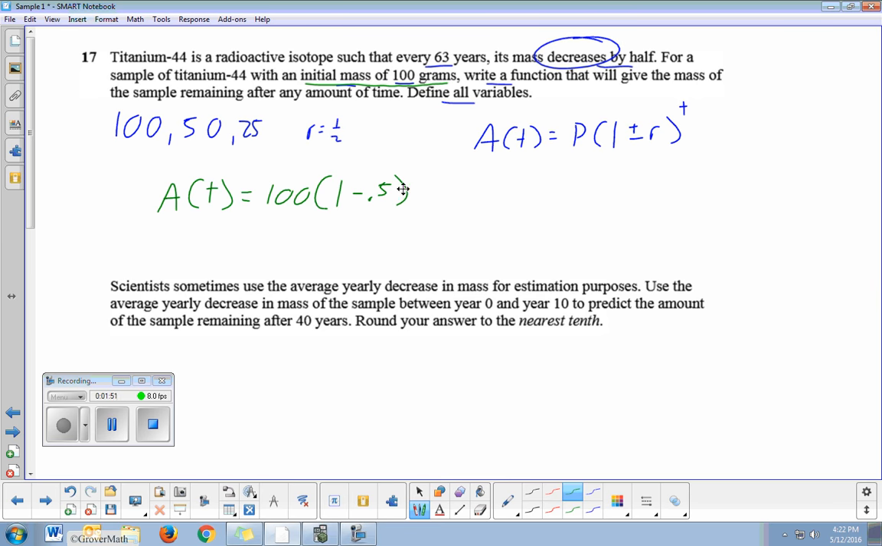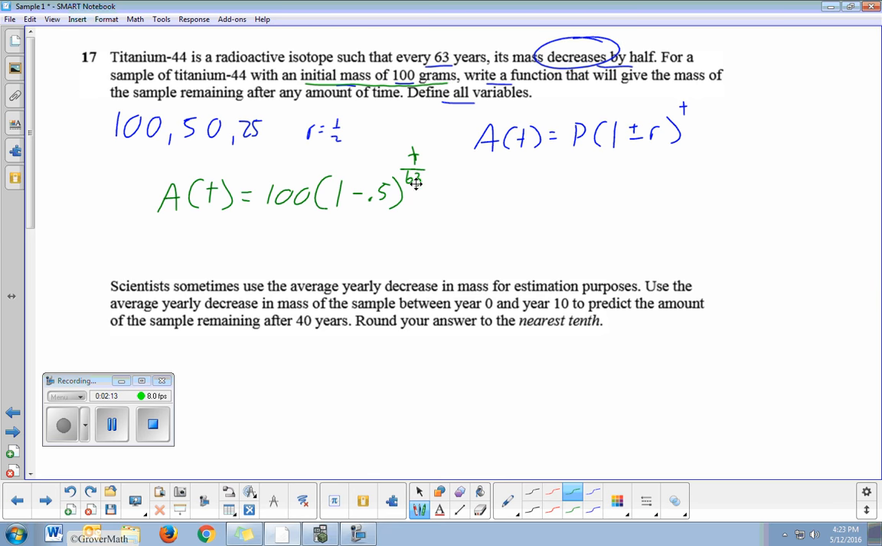And here's where it gets tricky. It's not just raised to the t, because it's not going down half every year. It's going down half every 63 years. So what we're actually going to have to do for our exponent is t, ugly t, over 63. Time over 63, years over 63.